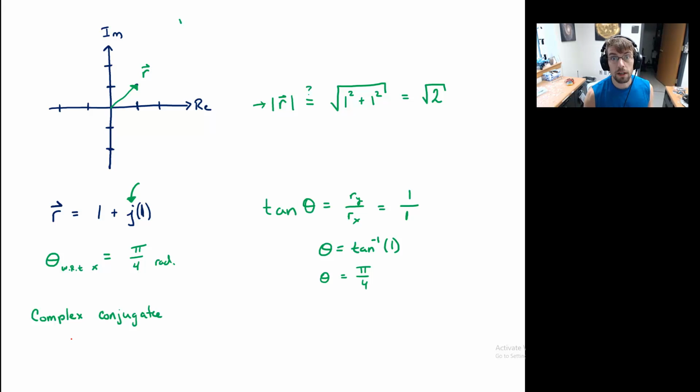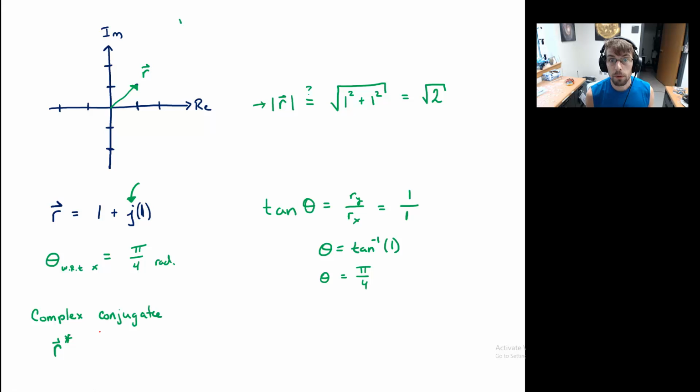What the complex conjugate is, and I wanted to keep it on this page, so I'm going to just write it down here on the bottom. Notation-wise, the complex conjugate is, for example, I'll use R here, and you put an asterisk on it. That's mathematically how we notate it.